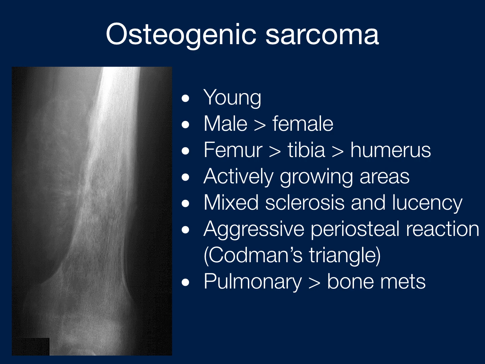Osteogenic sarcoma is the malignant type of bone-forming tumor. They usually occur in the young, but they can occur in older patients, and they have a male predominance. Common sites are the metaphysis of the femur, tibia, and humerus, the place where the growth is most active. They're a mixed sclerotic and lucent lesion with aggressive periosteal reaction, and you can see a Codman's triangle. Here's an example of one showing a very aggressive periosteal reaction. The most frequent site of systemic disease is the lung, followed by bony metastases.